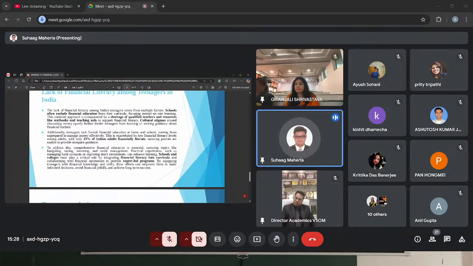learn financial literacy concepts. Again, only 20 percent of Indian adults are financially literate. So if they are not literate, how can they guide the teenagers? So these are the problems with teenagers' financial illiteracy.